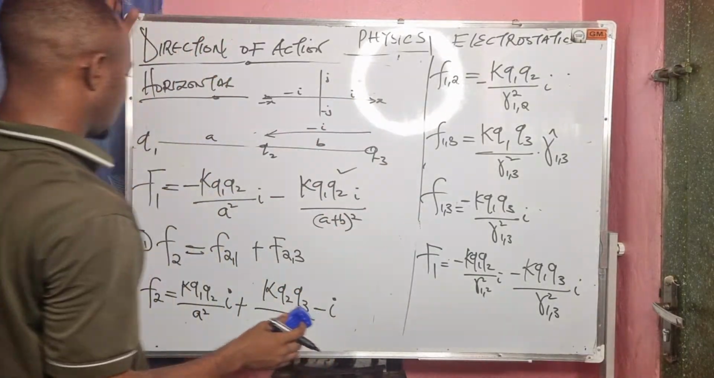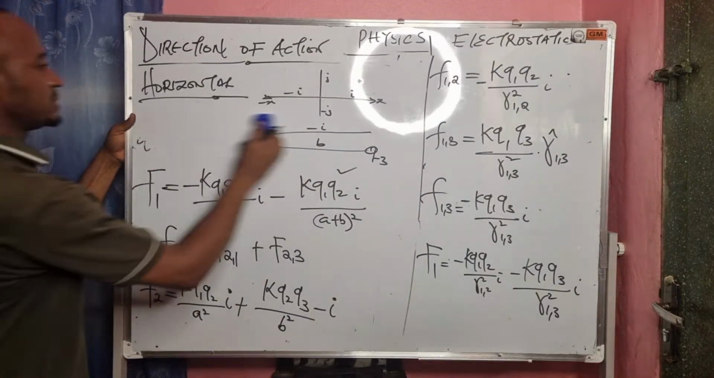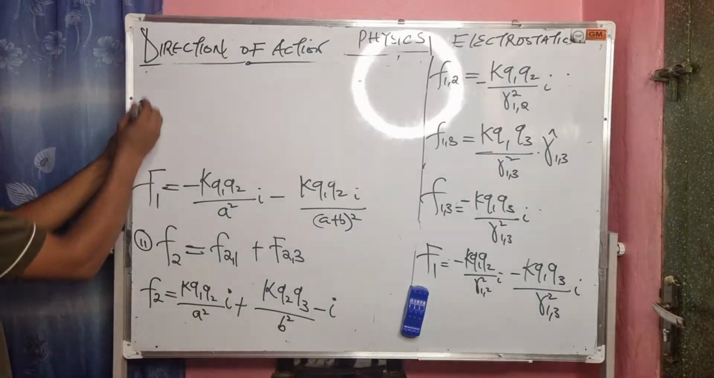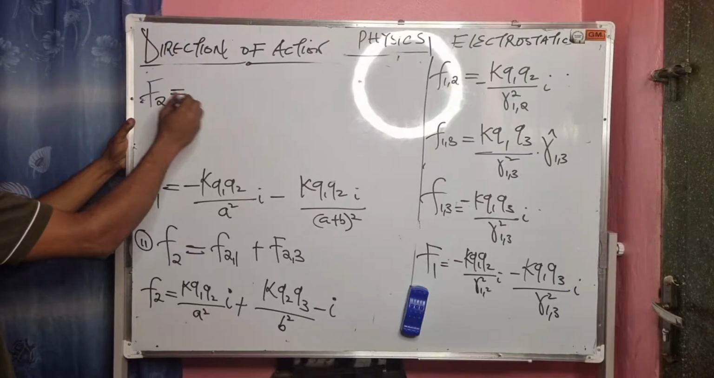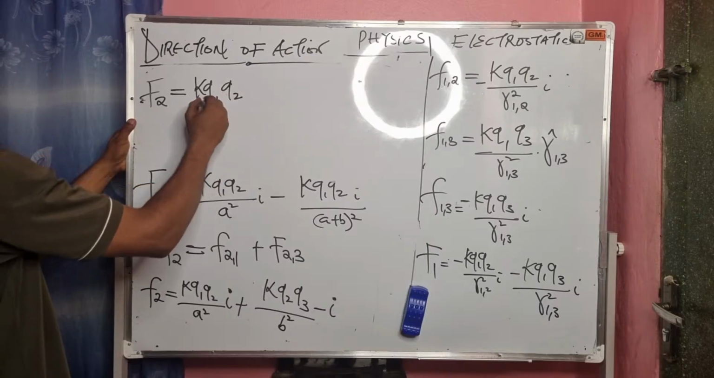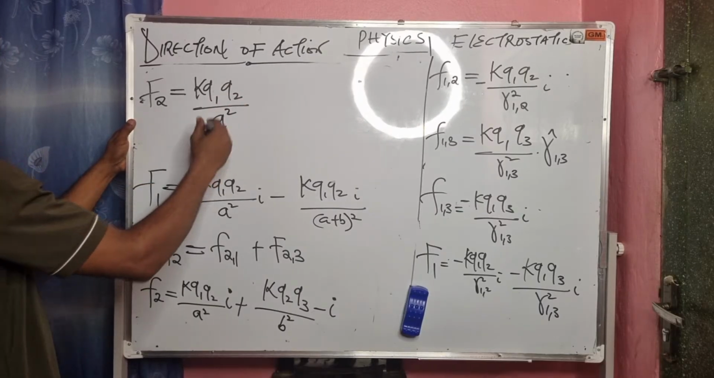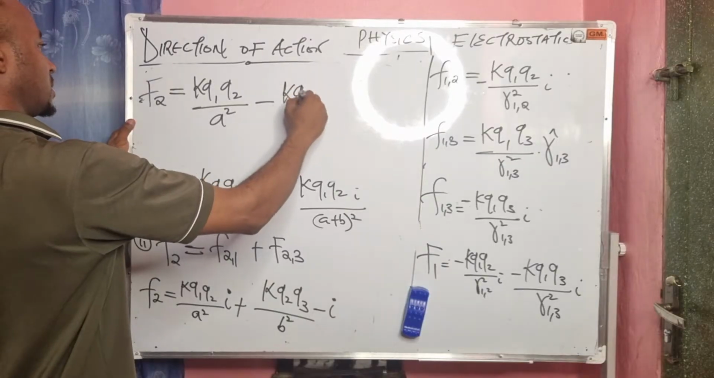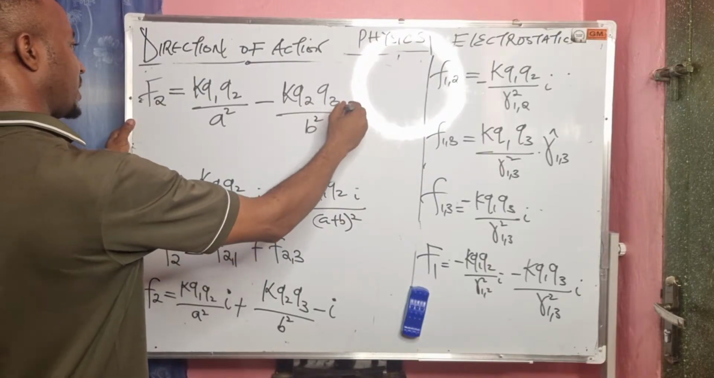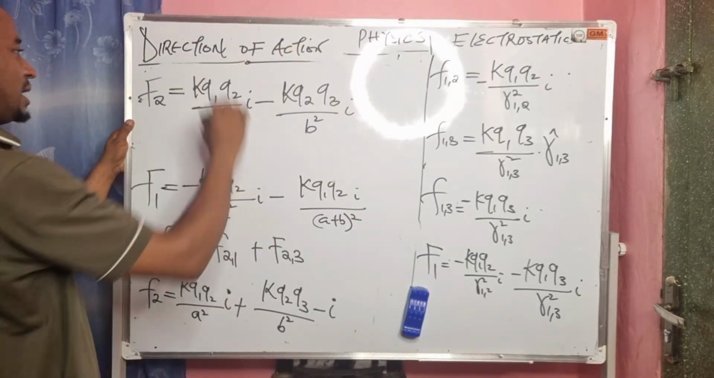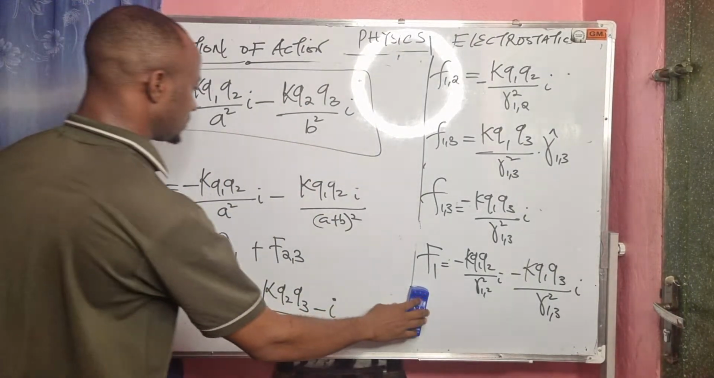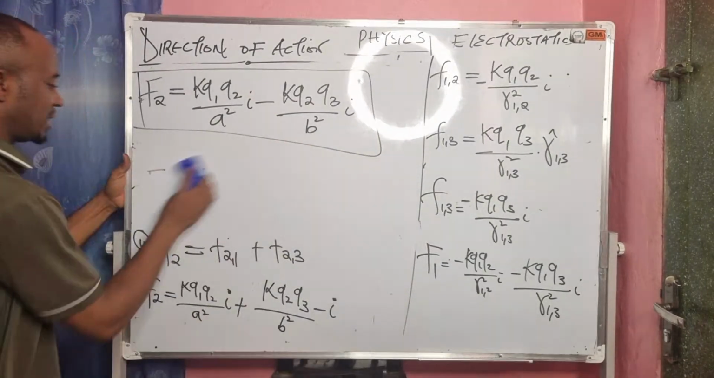So our final expression becomes F2 equals KQ1 Q2 over A squared minus KQ2 Q3 over B squared, I. Here we also have I. Final formula to find F2. Is that clear?